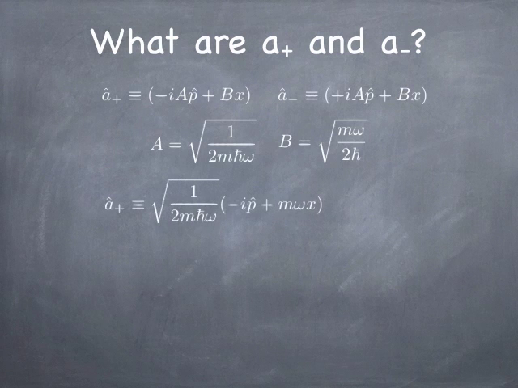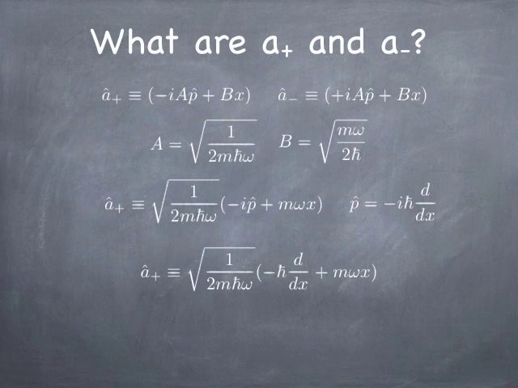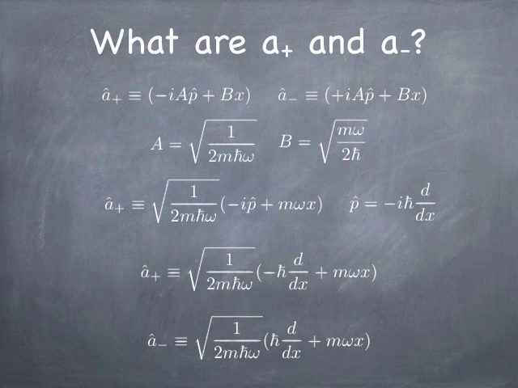And that means that you can write A plus out in detail with the coefficients in this way, and A minus similarly works out this way. Notice that when you get all the i's in differential form, there are no complex numbers in A plus and A minus. The complex numbers come from the definition of the momentum operator and the way it gets added to the position operator. But when you multiply all the i's out, you end up with a pure real differential operator.